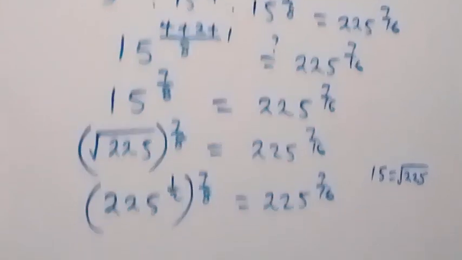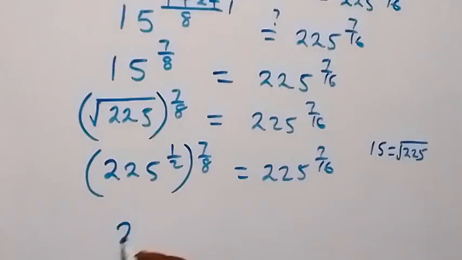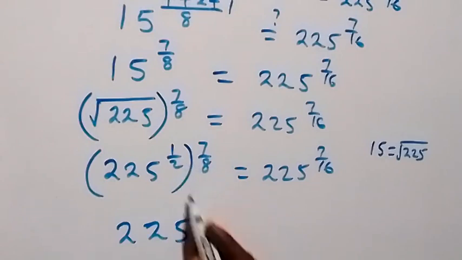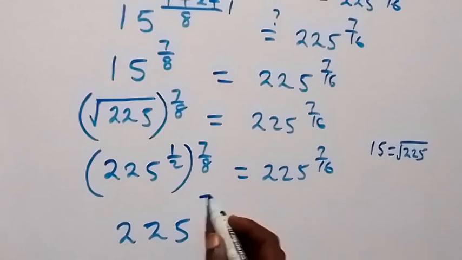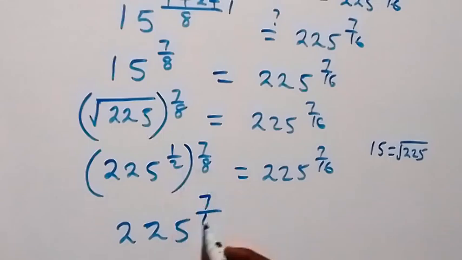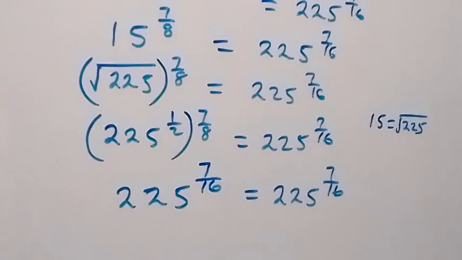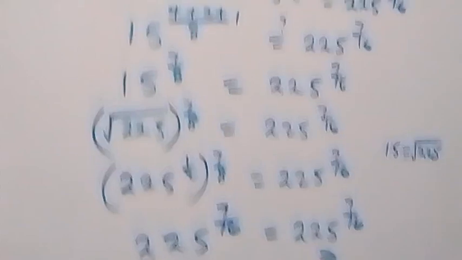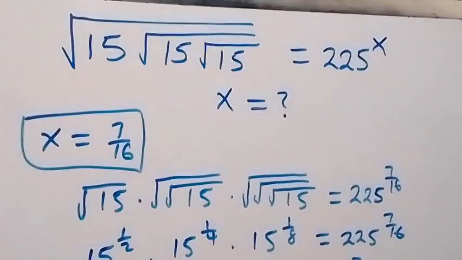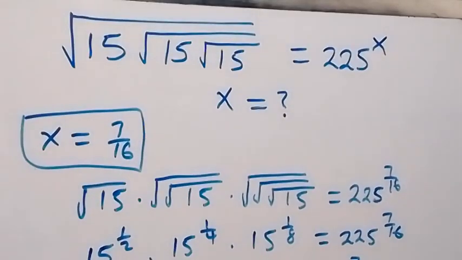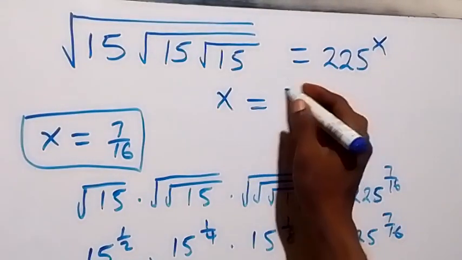Then what we have now, this is 225 raised to power, this multiplies by the law of indices, so 1 times 7, that's 7, and 2 times 8, that's 16, and here is equal to 225 raised to power 7 over 16. We now have the left hand side equal to the right hand side, and hence from here we conclude that x equals 7 over 16 satisfies this given problem.